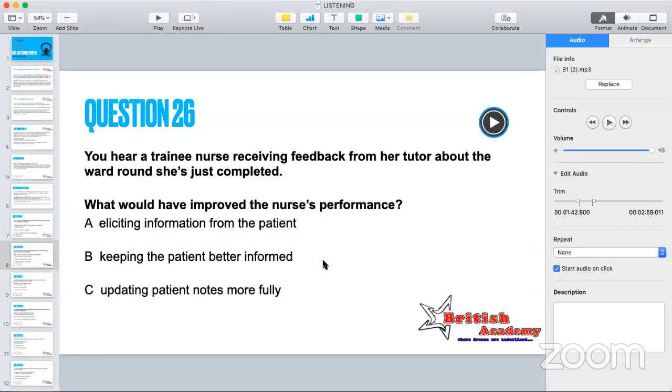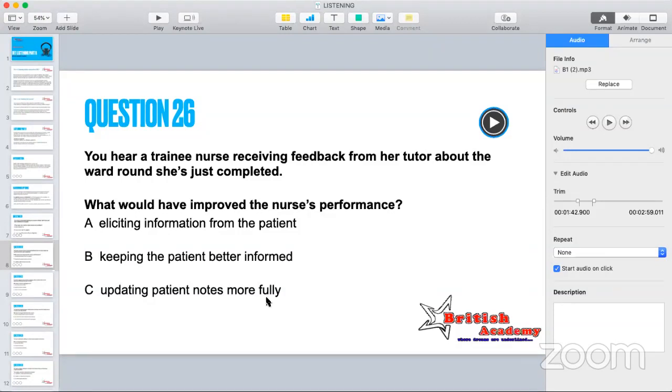So over here, the contradicting information, what we find is the C option says, updating patient notes more fully. The tutor did not say you would have done something better. You could have added some more information into the report, wherein the tutor said, you have done things very well. You have recorded all parameters very well. But the only thing you could have done is you could have passed on this information to the patient as well, so that he might have been reassured, right?